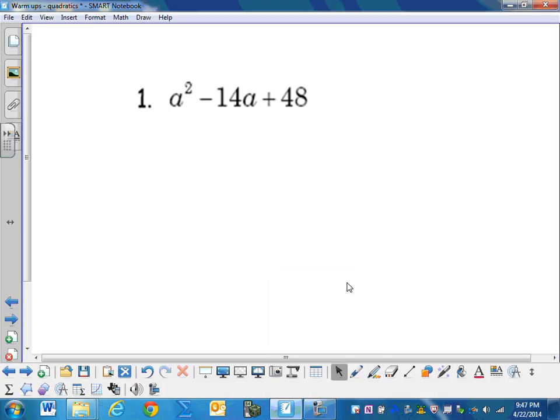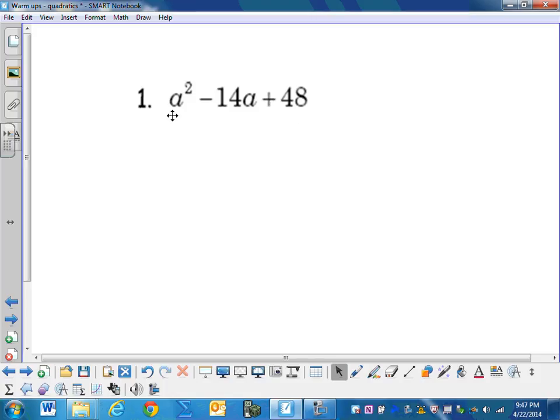So we're going to factor a squared minus 14a plus 48. So the first thing we're going to look at is the first term. Is 1 a perfect square? It is. Is 48 a perfect square? No. Since they're not both perfect squares, it's not one of our special cases.